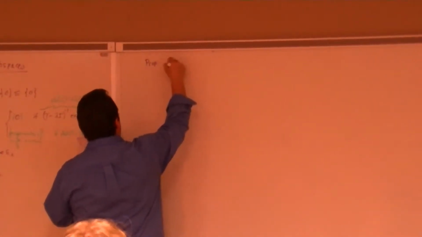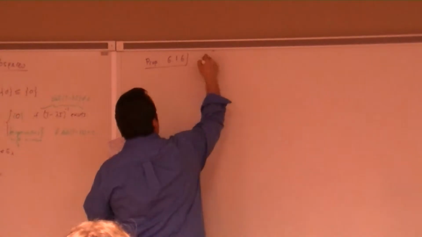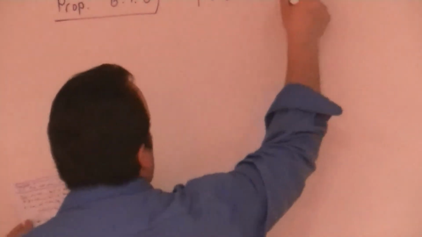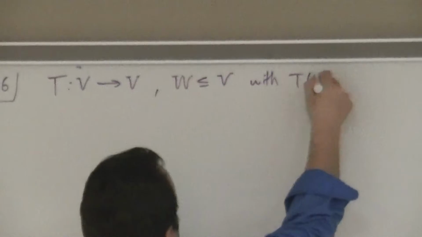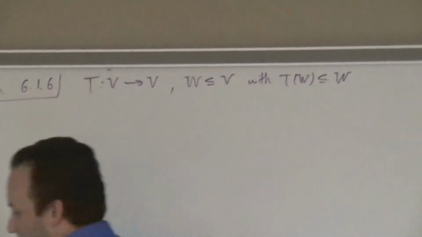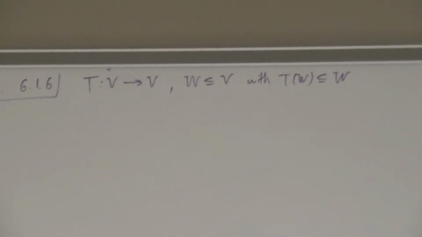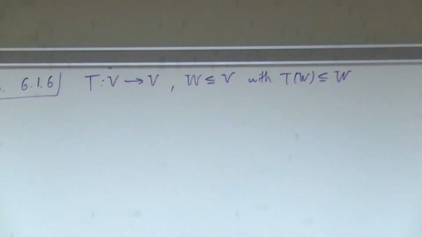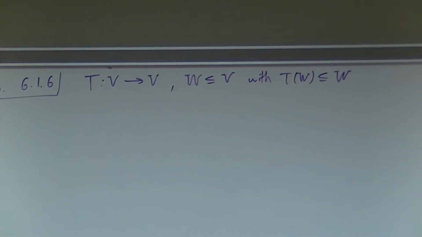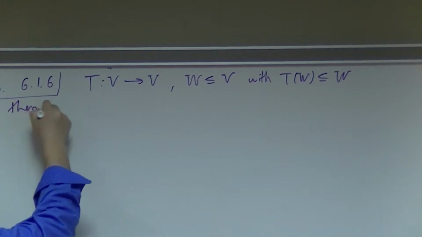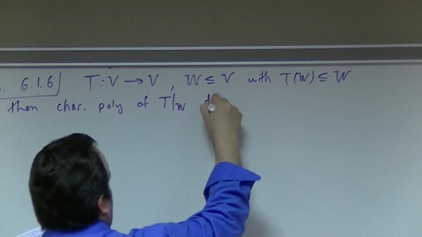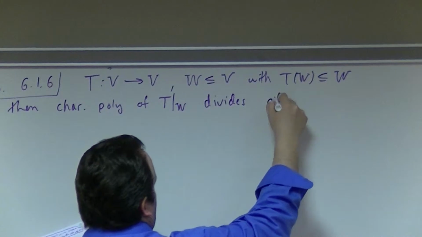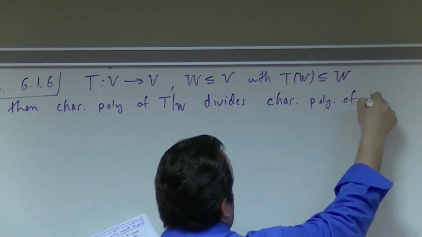So here we go. Proposition 6.1.6. We have T going from V to V, and W, a subspace of V, with T of W a subset of W. In other words, W is an invariant subspace of T. Then the proposition says the characteristic polynomial of T restricted to W divides the characteristic polynomial of T itself.